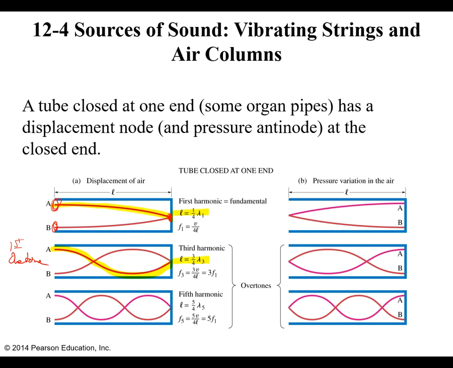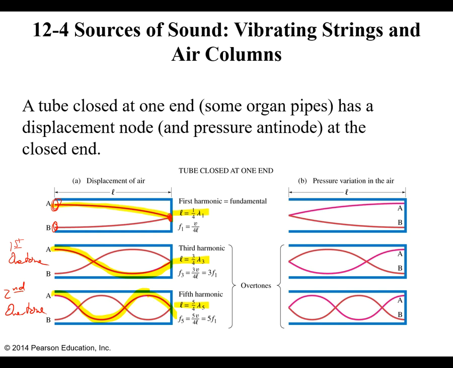The next possible harmonic, so we'll call that the second overtone, is the case where you have an antinode, goes to a crest, goes to a trough, goes to a crest, and then back to a node at the end. So you have one full wavelength here, plus you have another quarter of a wavelength that you go back down to the node. So that's 5/4 of a wavelength.